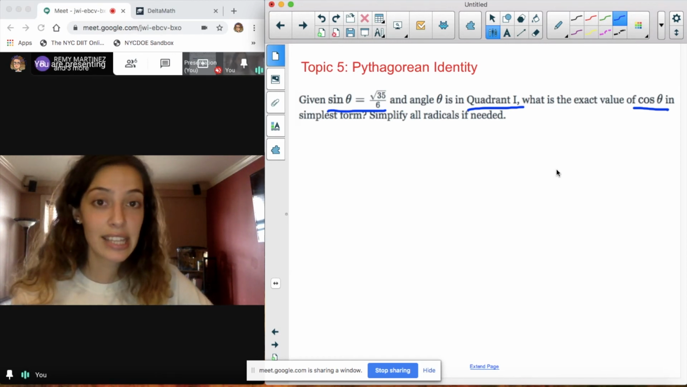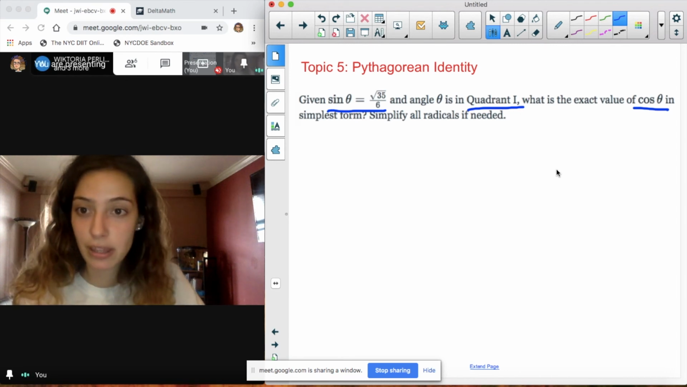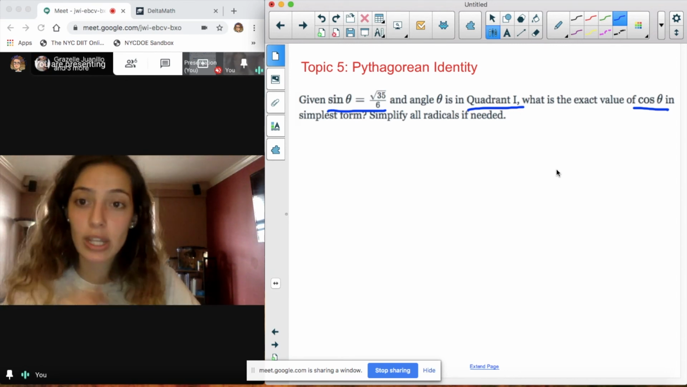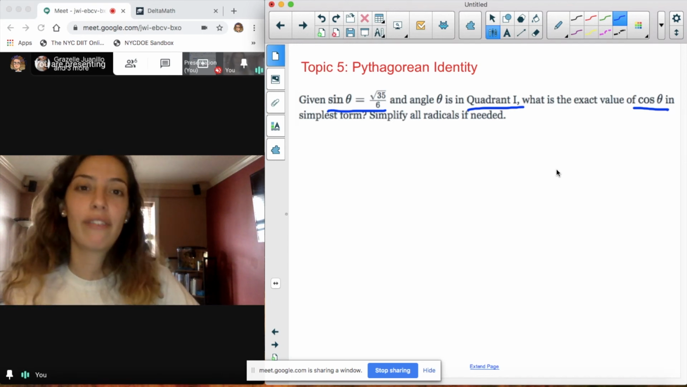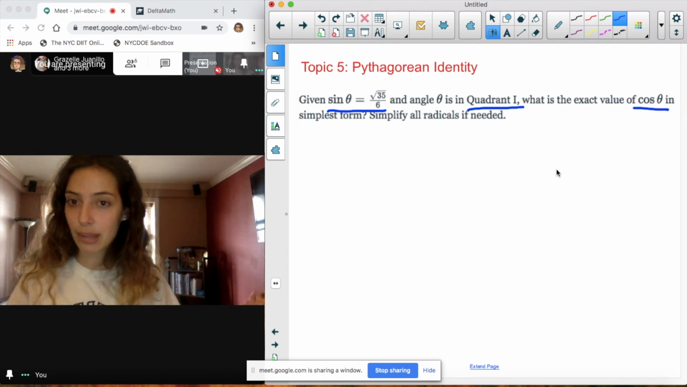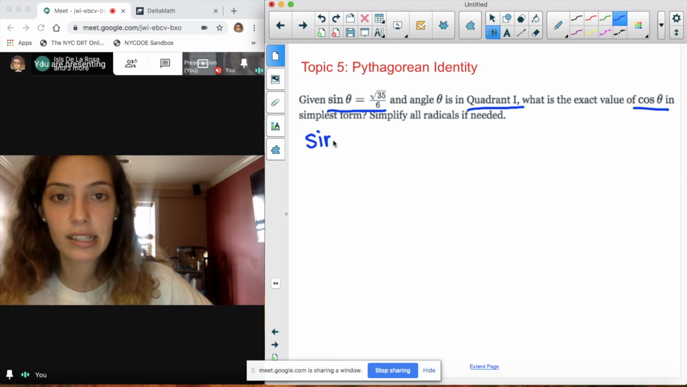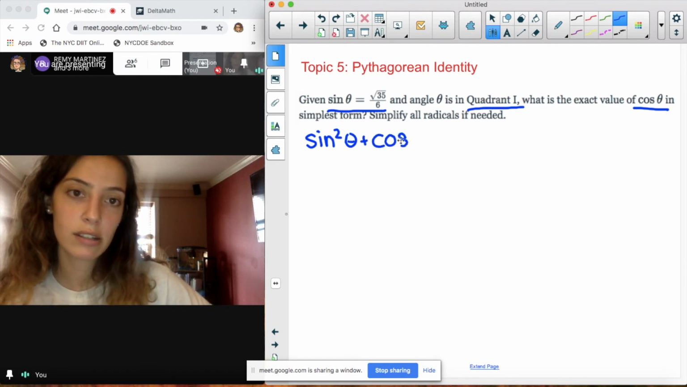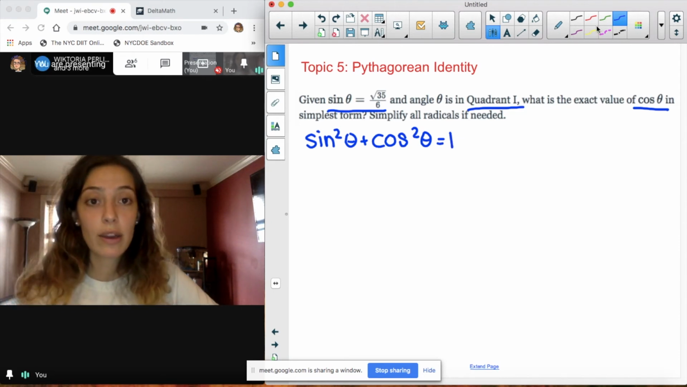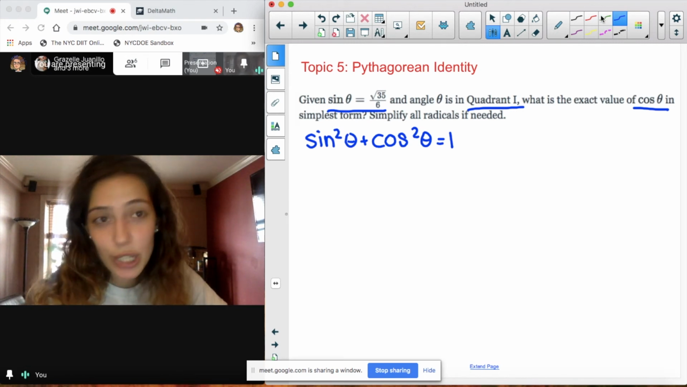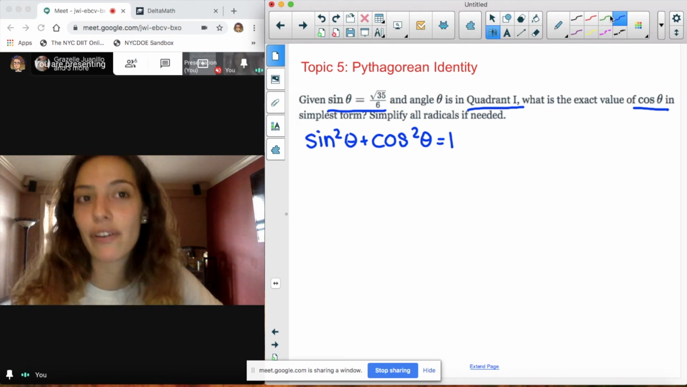Now, in this case, it doesn't tell you to use the Pythagorean identity, but that is the best way to do this problem. So they give you sine, and they want you to find cosine. Exactly the Pythagorean identity. So, sine squared theta plus cosine squared theta equals 1. Now, if you are working on your review sheet right now, these are very good examples to include on there. If you already gave it in, that's fine though.